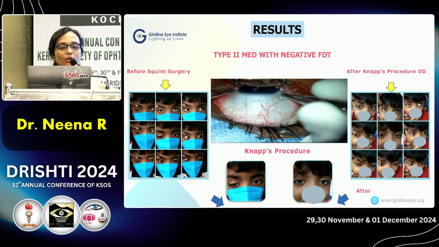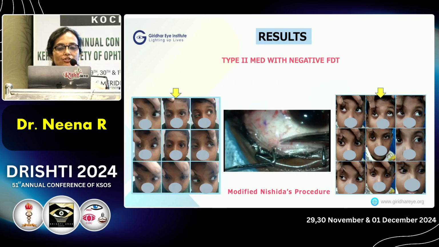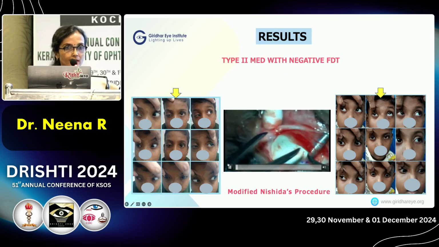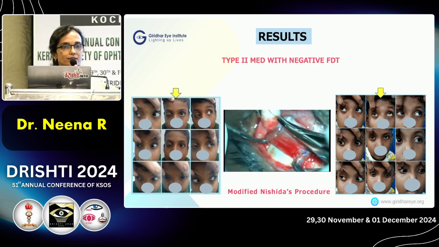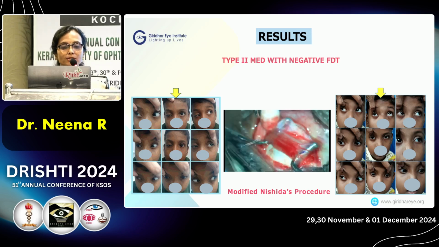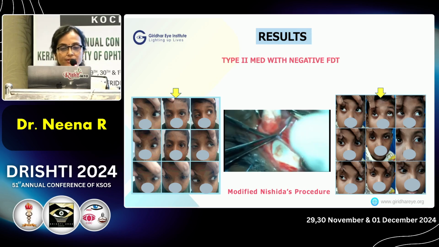Type 2 MED, we can also do this procedure which is known as a modified Nishida, in which there is no tenotomy, no disinsertion of the muscles, and we just transpose one-third of the muscles in the superolateral and supromedial compartments of the sclera with non-absorbable sutures, and you get good alignment.